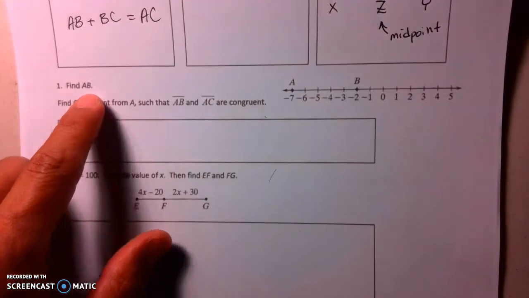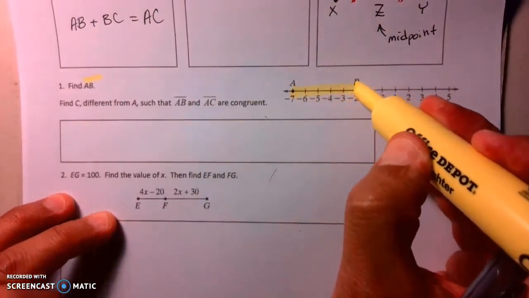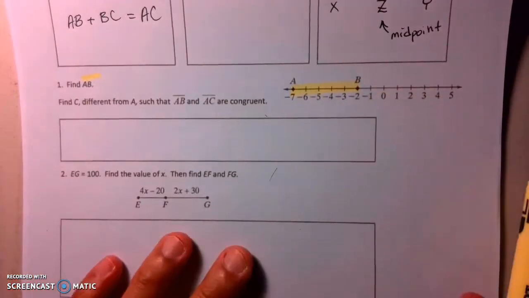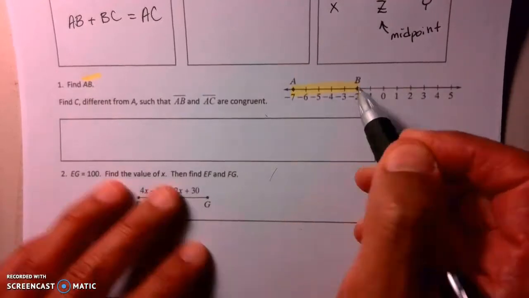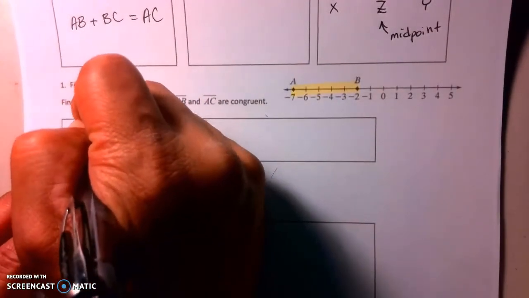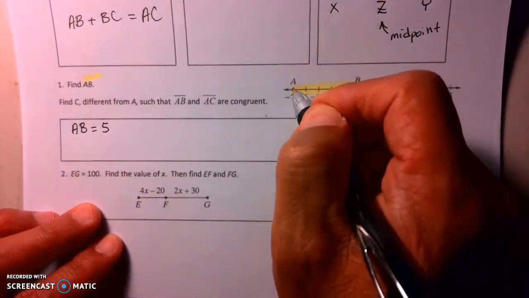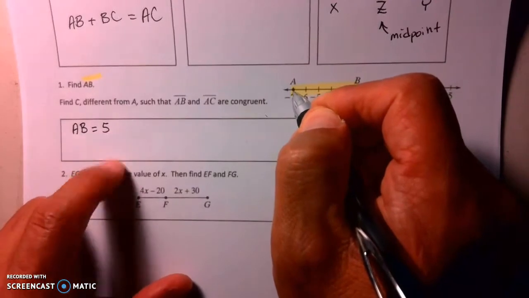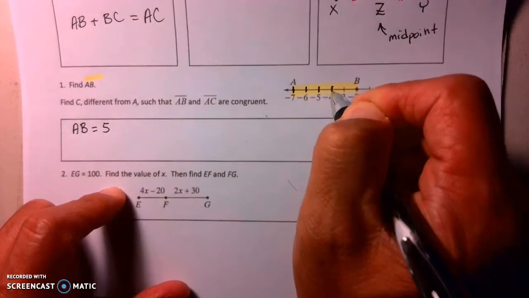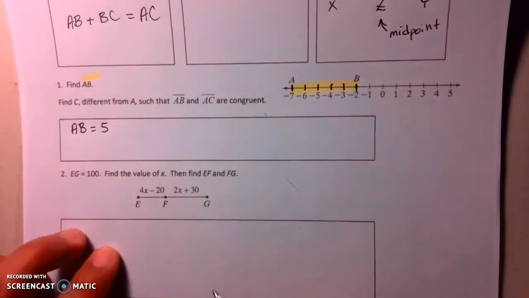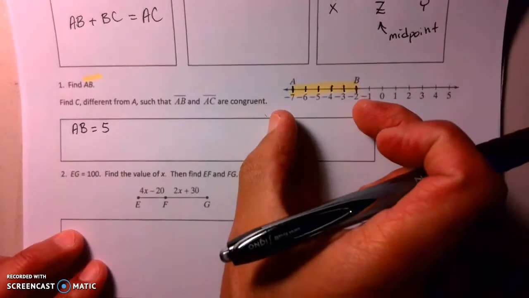First of all, it says find AB. Well, A to B, how many spaces is it? Not how many tick marks, it's 1 space, 2, 3, 4, 5. So AB is actually 5 units. Again, don't count tick marks, because if you count tick marks, you're going to count bigger than 5. You'll actually count 6. 1 tick mark, 2, 3, 4, 5, 6. You don't want to count that. Count spaces. 1 space, 2, 3, 4, 5. So this is 5 inches.